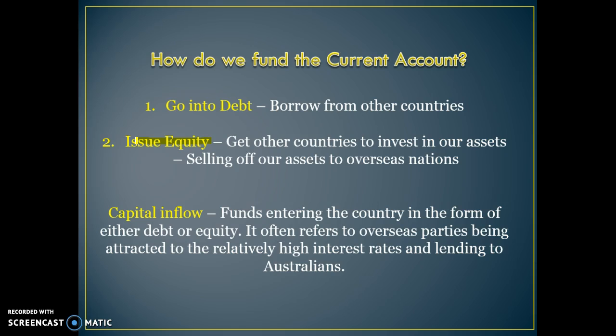Both of them have their drawbacks, which we'll talk about later on, and both of them are a form of capital inflow. So capital inflow is whenever funds enter the country in the form of either debt or equity, and it refers to overseas parties often being attracted by our high interest rates and therefore being willing to lend us money, but it's associated with debt and equity. It's not associated with the current account at all. It's associated with how we fund the current account in the financial account.